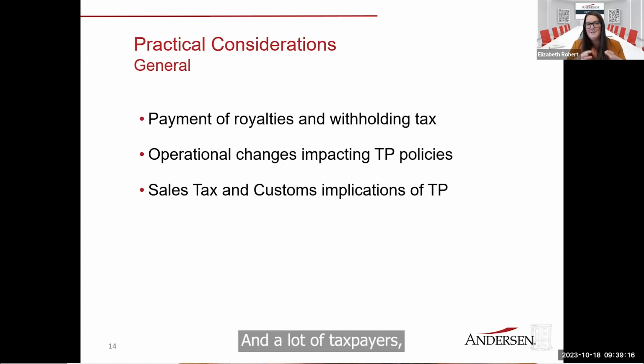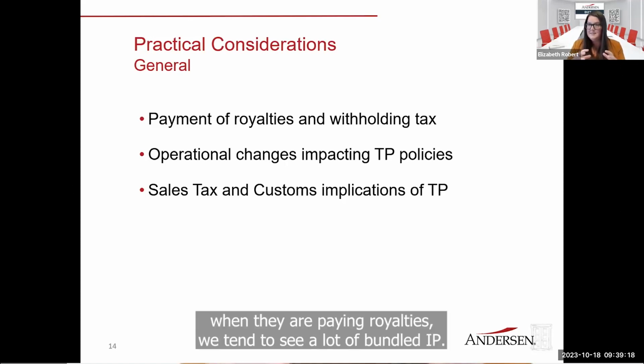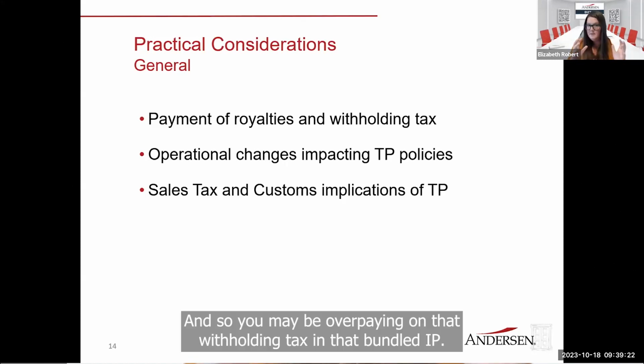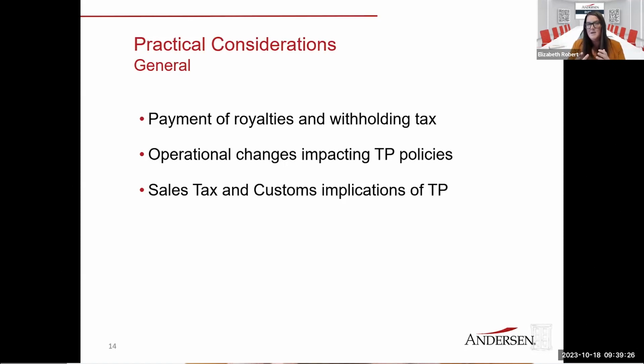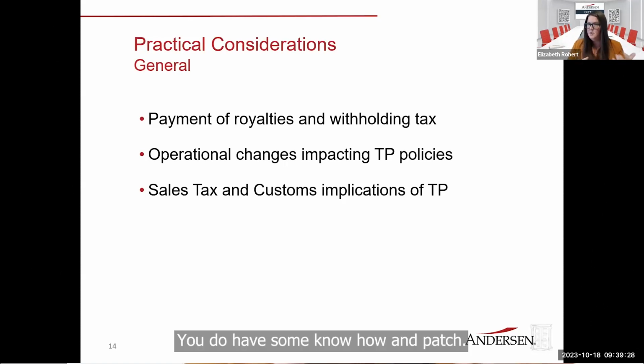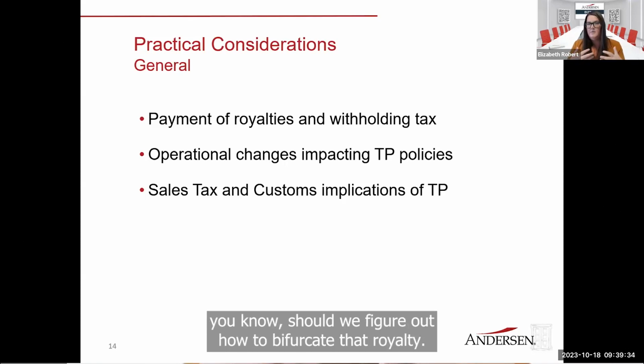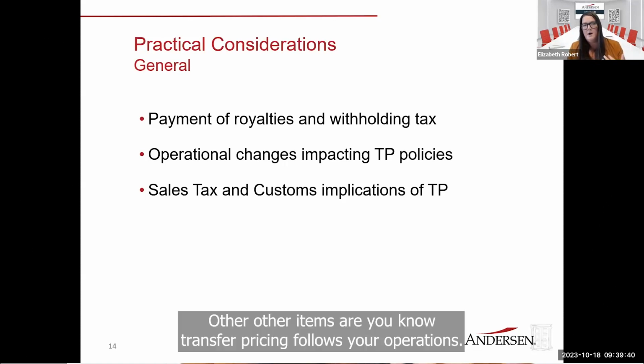And a lot of taxpayers, when they are paying royalties, we tend to see a lot of bundled IP. And so you may be overpaying on that withholding tax if in that bundled IP, you do have some know-how and patents. So it's sometimes something to consider: if it's material enough, should we figure out how to bifurcate that royalty?